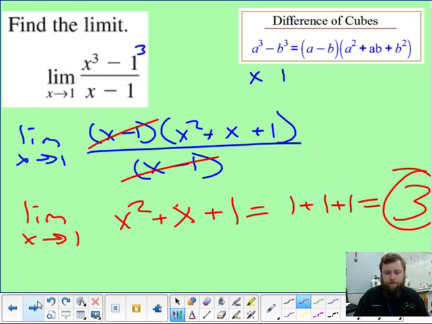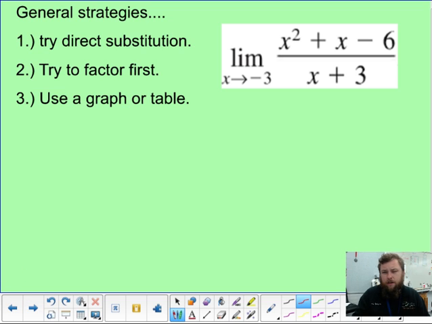All right, moving on. So here are some general strategies, for when you don't know how to get this to work. First, try direct substitution. If it works, you're done. If that doesn't work, then try factoring, like that last example. Direct substitution didn't work. And always try to use a graph or table, especially a graphing calculator. You can verify your answers.